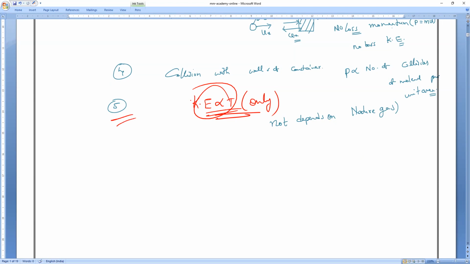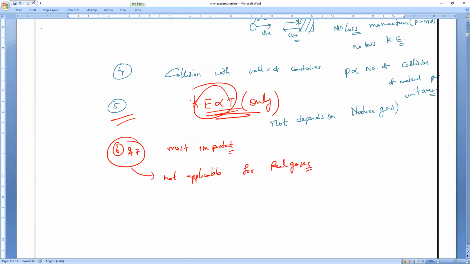Then points number 6, 7, 8. I hope you already studied. Please respond, guys. Have you all studied 6 and 7? Points 6 and 7 are the most important points for an ideal gas. But these 6th and 7th points are not applicable for real gases. So that is why kinetic theory of gases is studied for ideal gases.